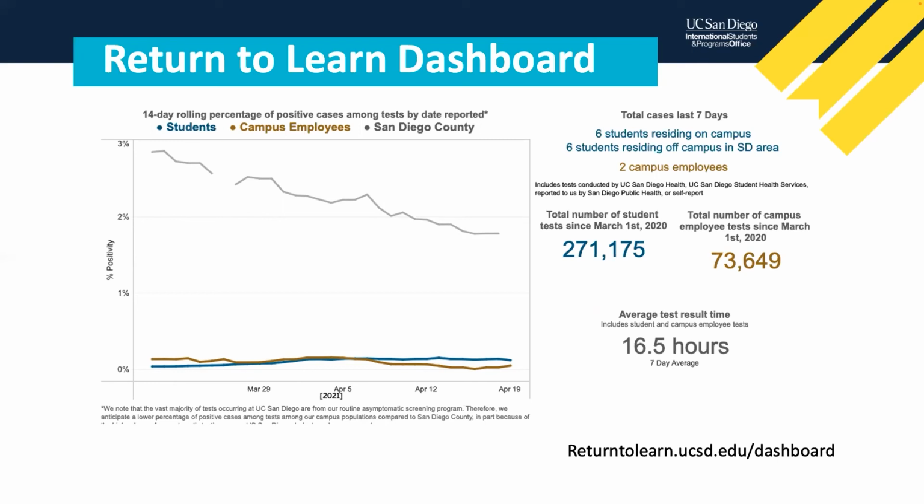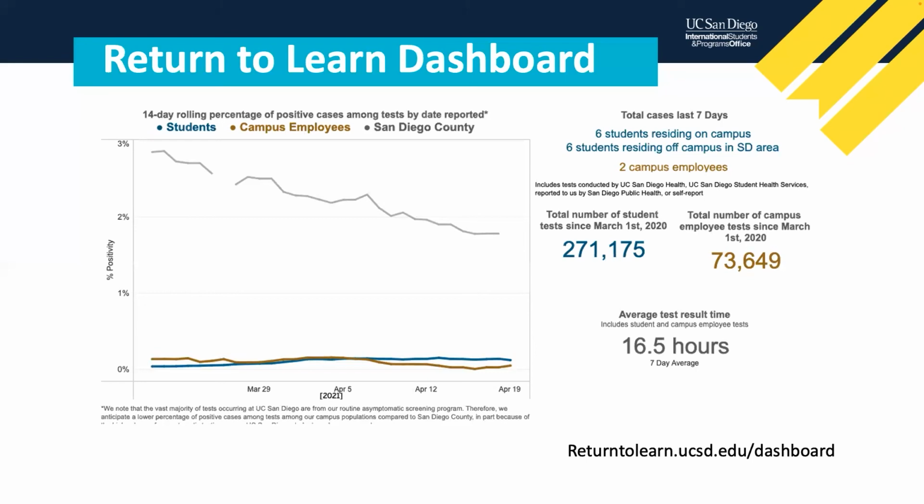But it also has this wonderful dashboard, which you can take a look at and see almost in real time what case rates are like at UC San Diego. If you have any concerns about safety or transmission rates or things of that nature, this is a great resource to share with your family members, or as well if they're concerned about you traveling. So you can see here, the dashboard shows data of UC San Diego students and employees who have been tested for COVID and how many positive cases there are. So as of yesterday's data, there have been 6 students residing on campus who tested positive, 6 students residing off campus who tested positive, and 2 campus employees who tested positive in the last 7 days.